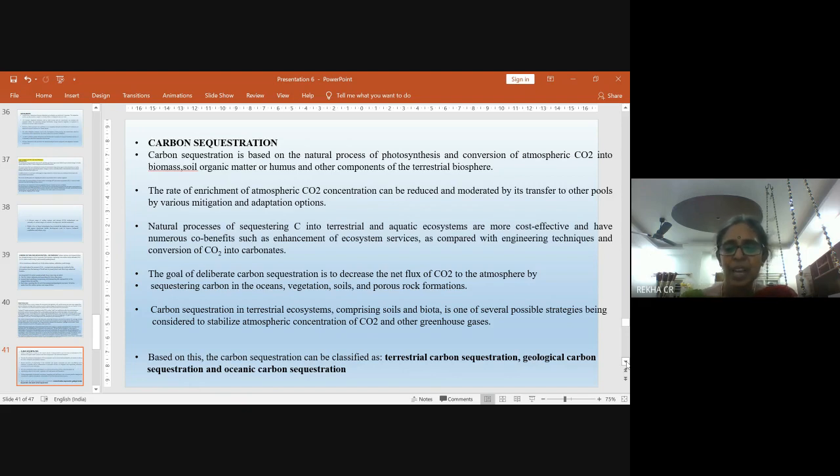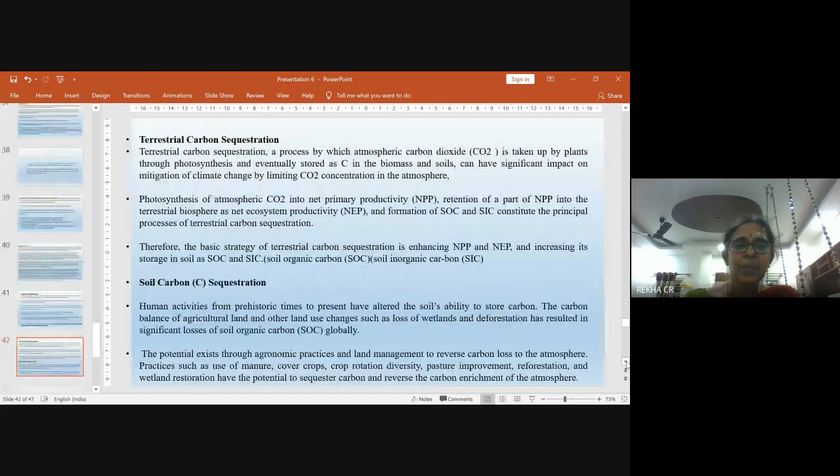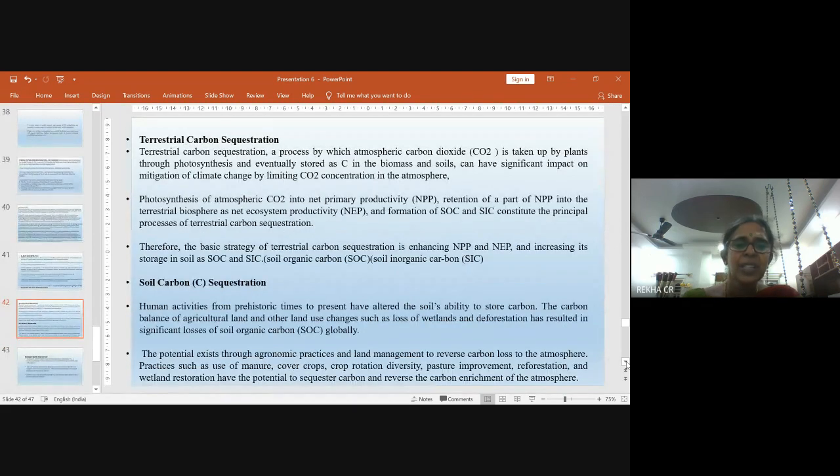Based on carbon sequestration, you have three types: terrestrial carbon sequestration, geological carbon sequestration, and oceanic carbon sequestration. Terrestrial carbon sequestration is a process by which atmospheric carbon dioxide is taken up by plants through photosynthesis and usually stored in the biomass and soils, and it is one of the mitigation methods.